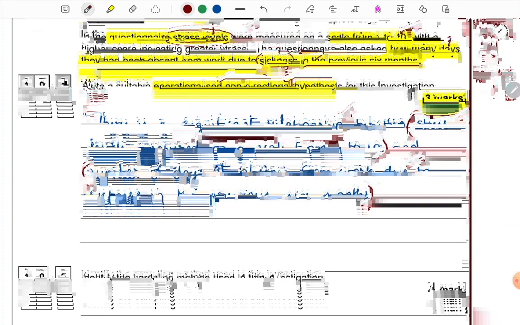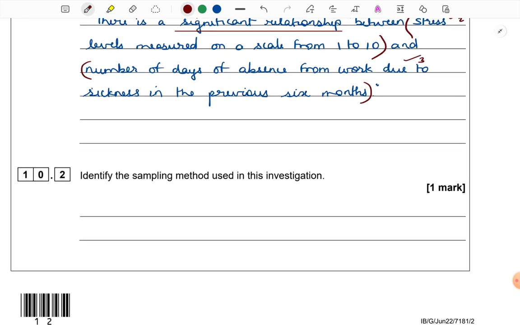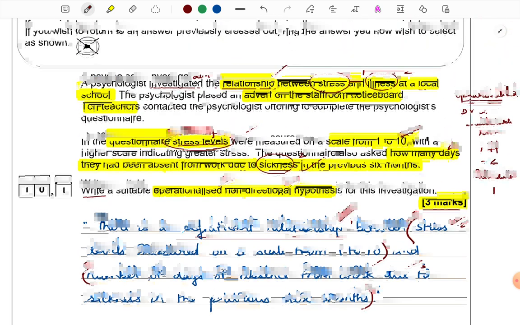Let's come to the next question. Identify the sampling method used in this investigation. It's for 1 mark and the command term is identify, means we literally have to just name the method. We do not need to explain it, neither do we need to give any strengths or weaknesses of the method. Always write according to what is expected on the question to avoid wasting your time and to show that you have examination skills more than syllabus or content related skills.